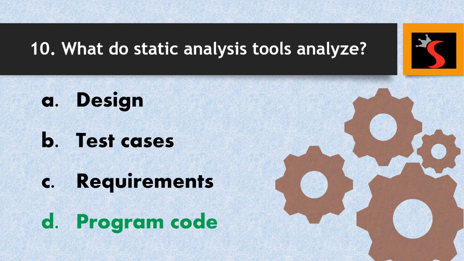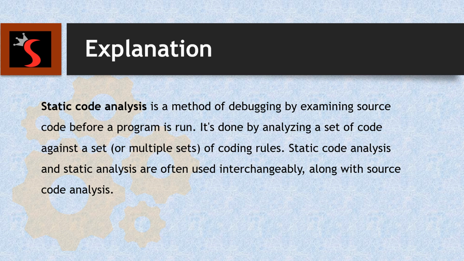And the right answer is option D. Program code. Explanation. Static code analysis is a method of debugging by examining source code before a program is run. It is done by analyzing a set of code against a set of coding rules. Static code analysis and static analysis are often used interchangeably, along with source code analysis.